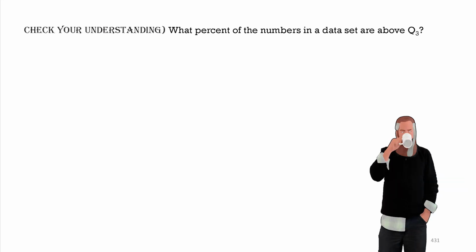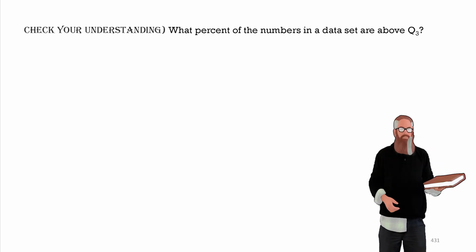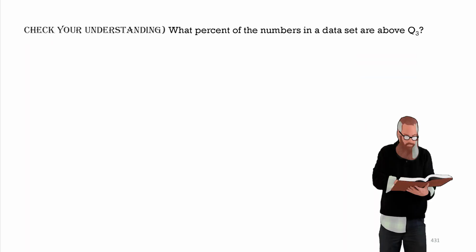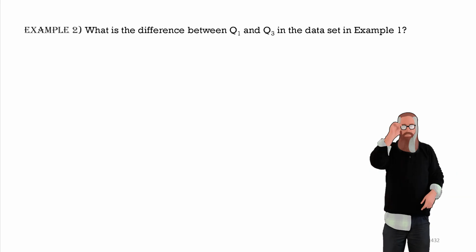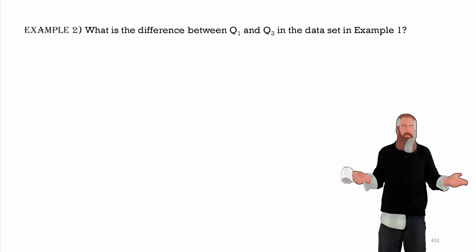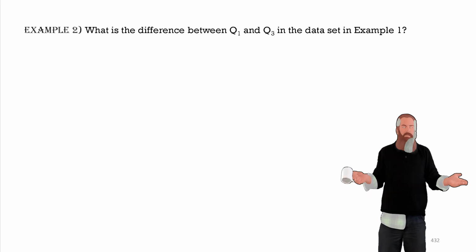Let's check our understanding of this. What percent of the numbers in the data set are above Q3? That would be 25%. What is the difference between Q1 and Q3 in the data set that we just looked at? The difference, Q3 minus Q1, is called the interquartile range, or the IQR.